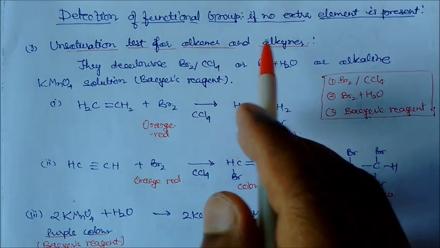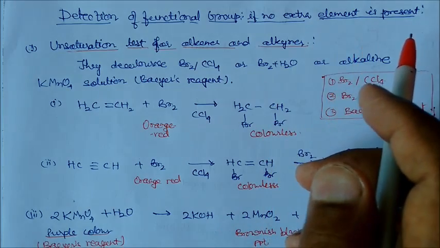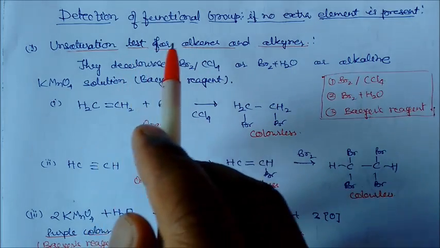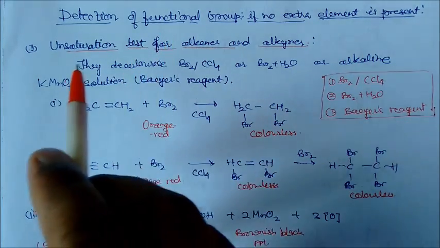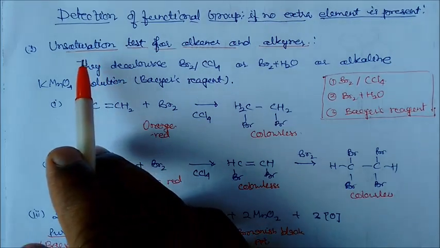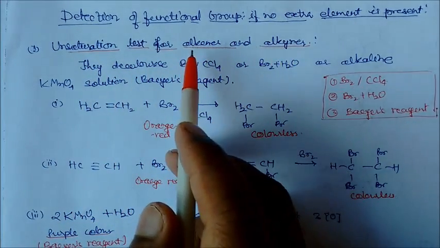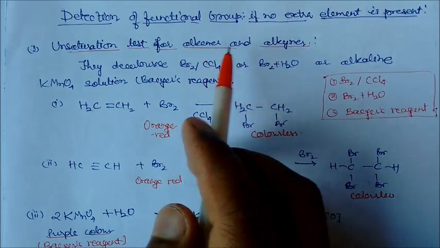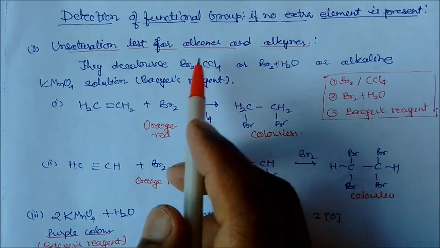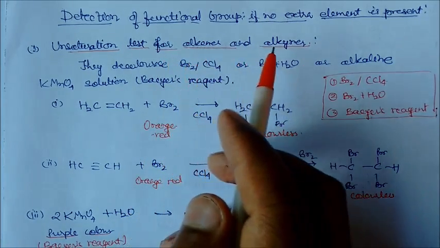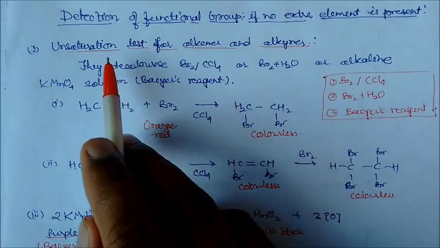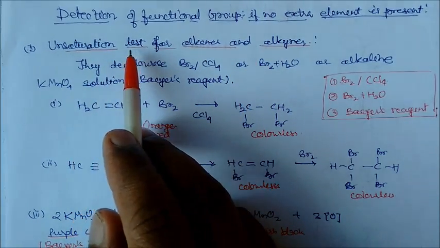Detection of functional group if no extra element is present. So we can detect this different type of functional group. So let us take this unsaturation test for the alkenes and alkynes. If you have been given one alkene and one alkyne, how can you detect this alkene and alkyne? We have one test called the unsaturation test.